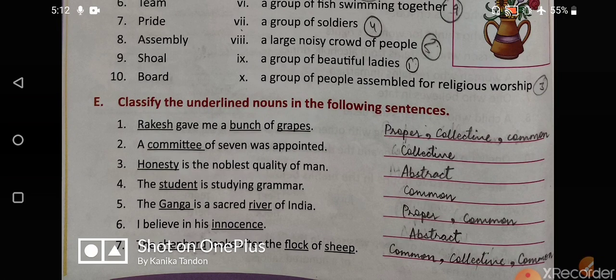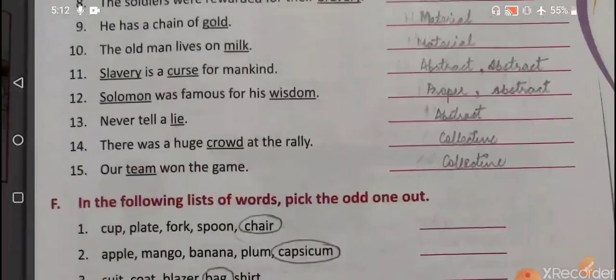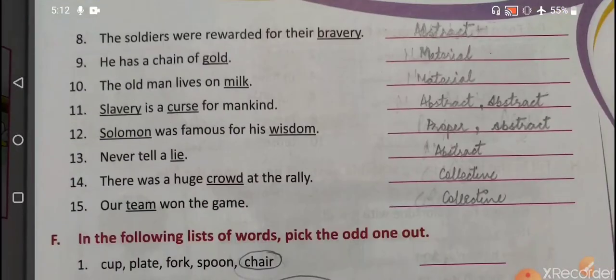Next is the shepherd looks after the flock of sheep. Shepherd is the common noun, flock is the collective noun, and sheep is the common noun. Coming on to the next page, the soldiers were rewarded for their bravery. Bravery is a feeling, so it is an abstract noun. He has a chain of gold. Gold is a material noun. The old man lives on milk. Milk is also a material noun.